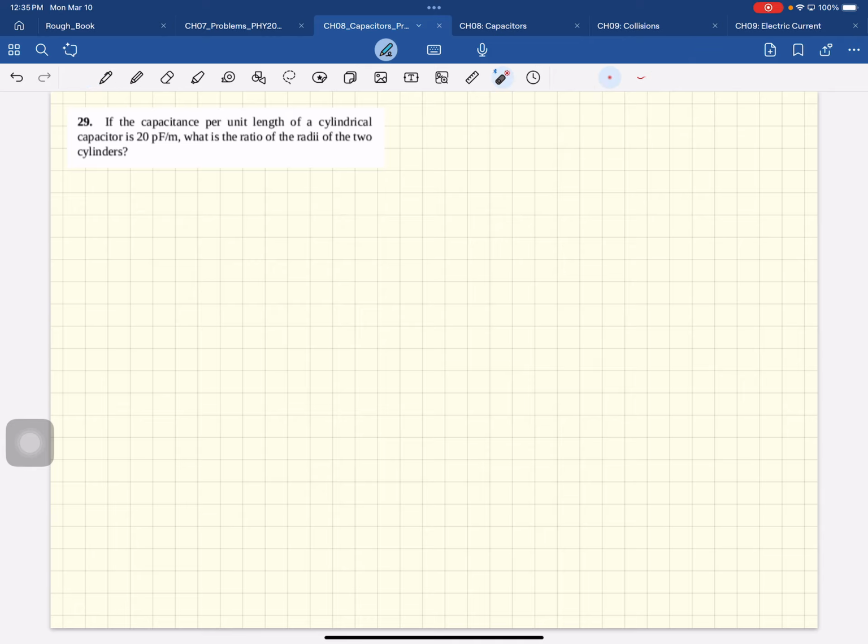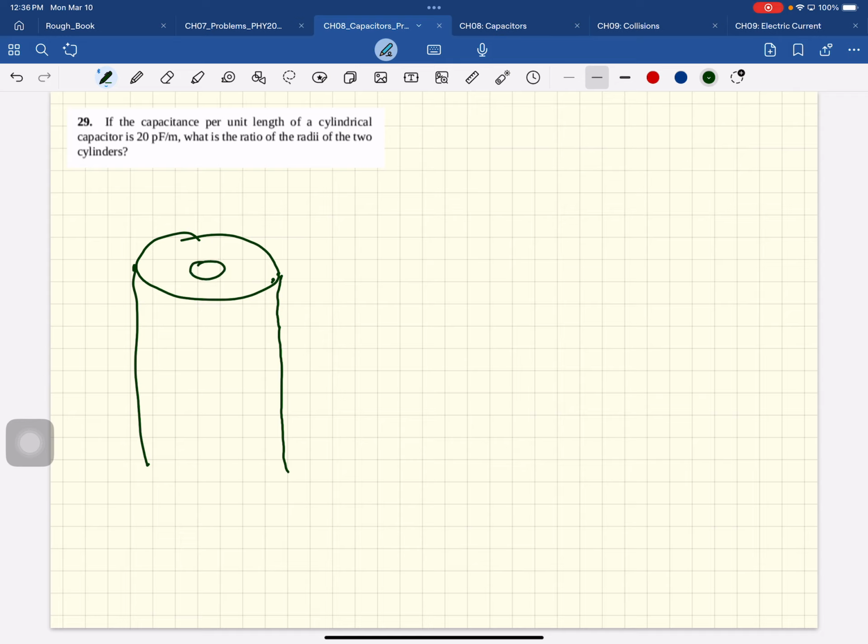This problem says, if the capacitance per unit length of a cylindrical capacitor is 20 picofarad per meter, what is the ratio of the radii of the two cylinders? Okay, so a cylindrical capacitor. So here's a cylindrical capacitor. A coaxial cable has capacitance like this.